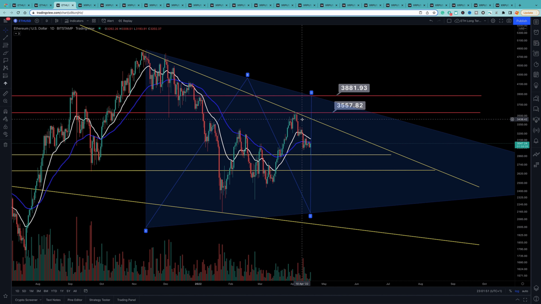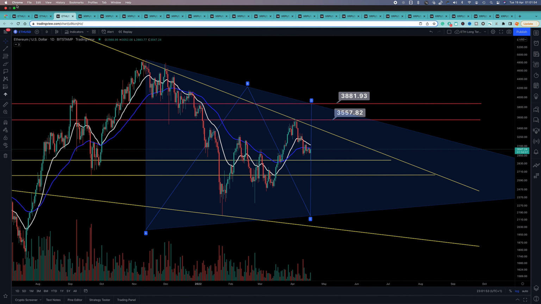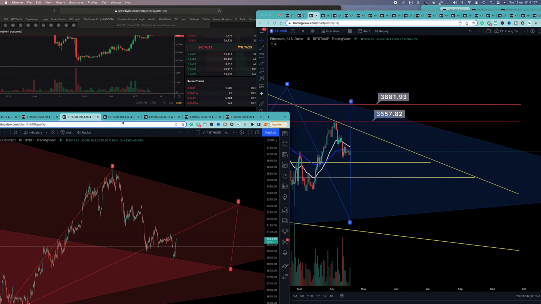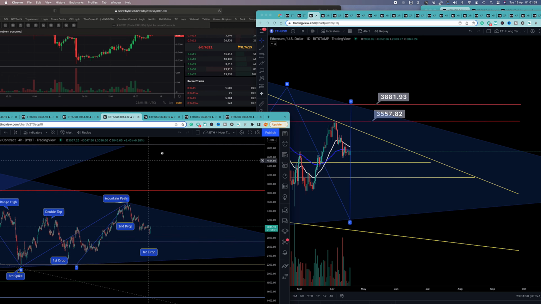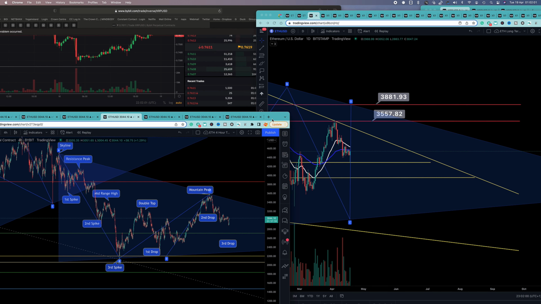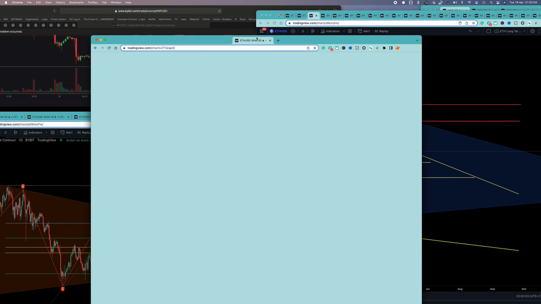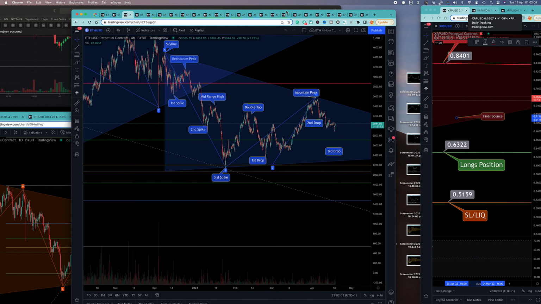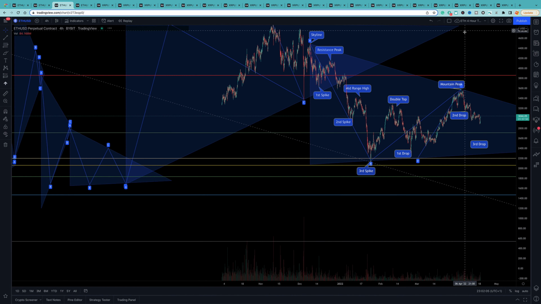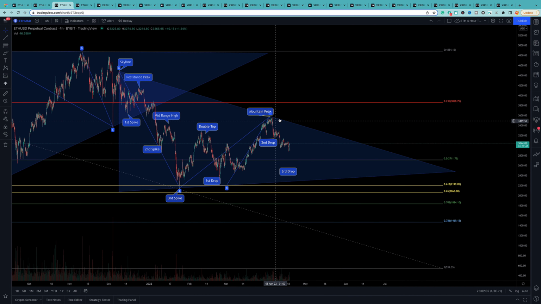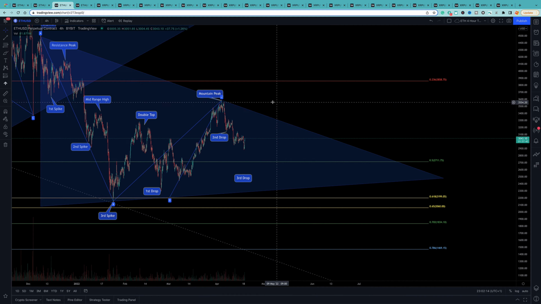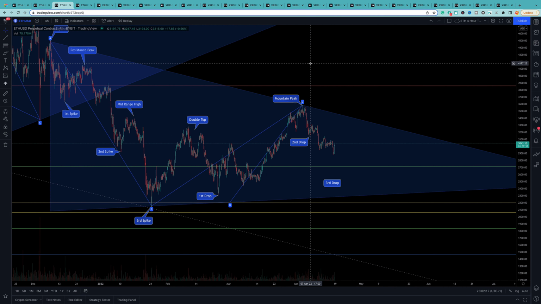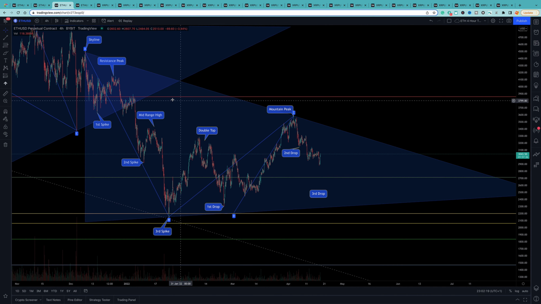Fascinating. Any questions? I should really look at my ETH charts more often, because look, everything I just said, here it is. I already have it mapped out. This is my 4 hour. I already had it mapped out.